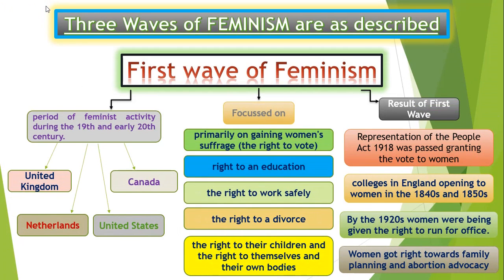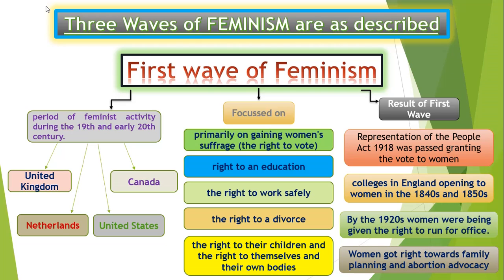Now let's discuss three waves of feminism one by one. Firstly, we see first wave of feminism. First wave of feminism refers to a period of feminist activity during the 19th century and early 20th century in the United Kingdom, Canada, the Netherlands, and the United States. It focused on officially mandated inequalities, primarily on gaining women's suffrage, the right to vote.